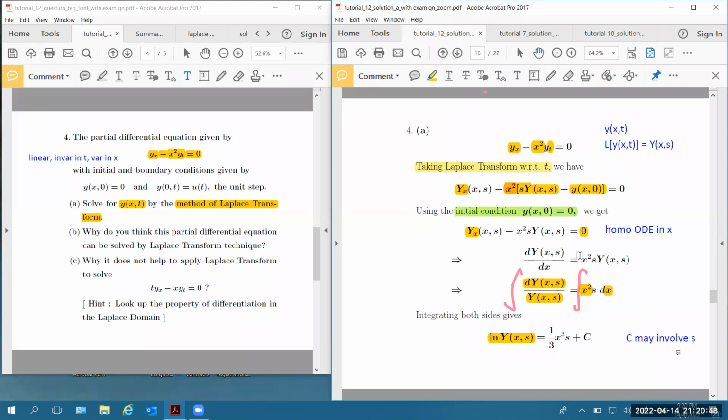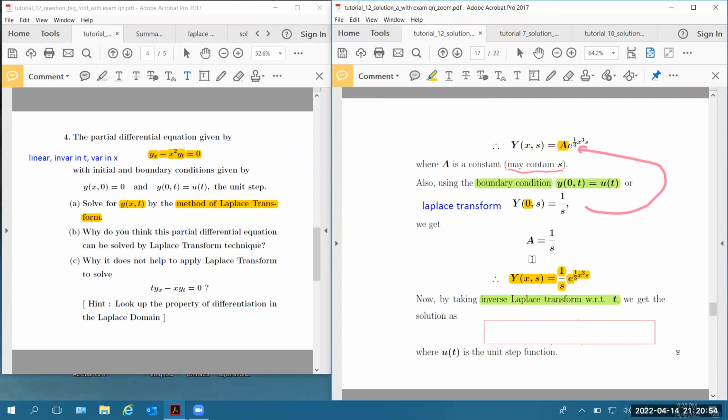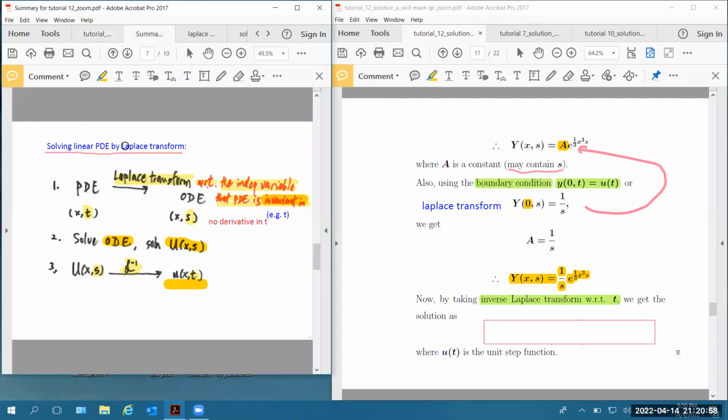This is actually the solution of this homogeneous ODE. And you can see that there's no unknown constant now. So we have actually done step 2 already. We already got the solution. So now we can do the inverse Laplace transform, of course, to change the s back to t.